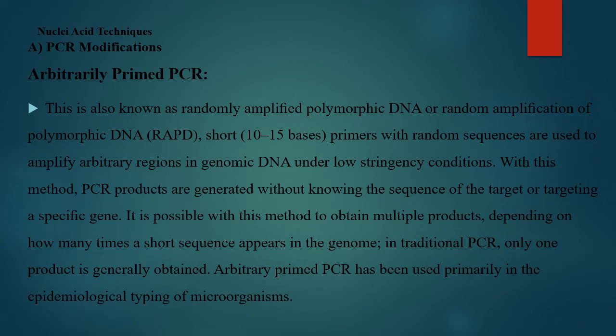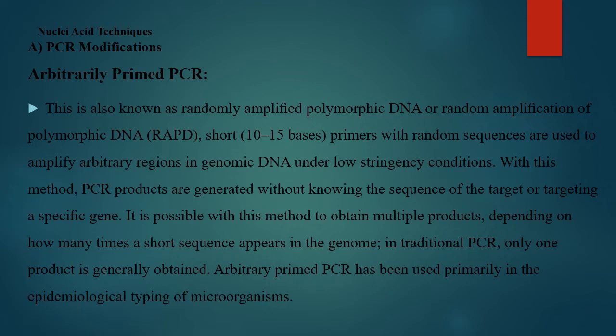It is possible with this method to obtain multiple products depending on how many times a short sequence appears in the genome. So if a short sequence is found severally in the genome, then it would also be produced severally. In traditional PCR, only one product is generally obtained.